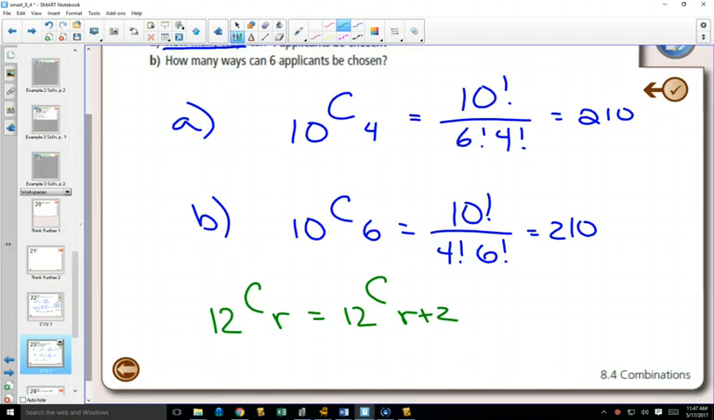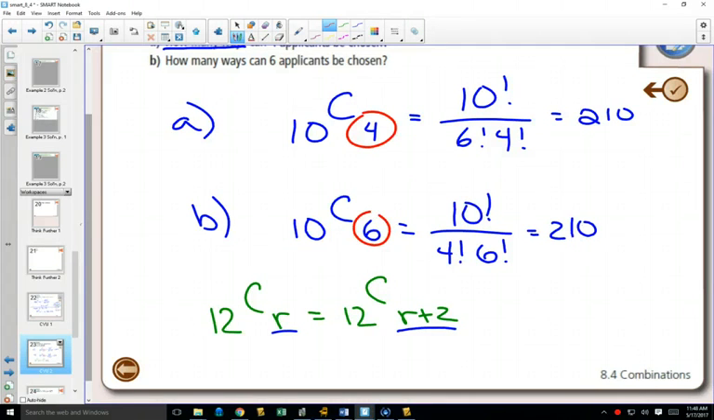And so this concept often comes up in homework questions where they say, what's R? If 12 choose R is equal to 12 choose R plus 2, what's R? Well, obviously these 2 numbers are different, right? Because one's R and one's R plus 2. So one's 2 bigger than the other number. But what do we know about these 2, if they're going to be equal?